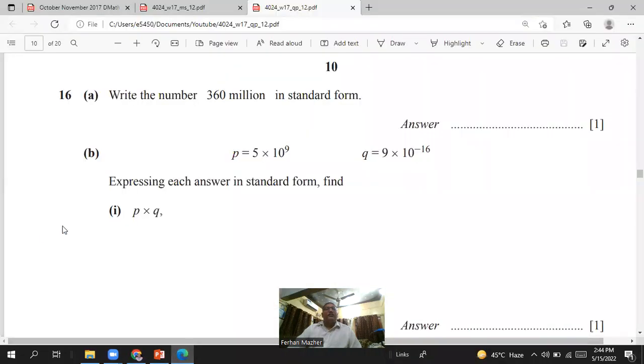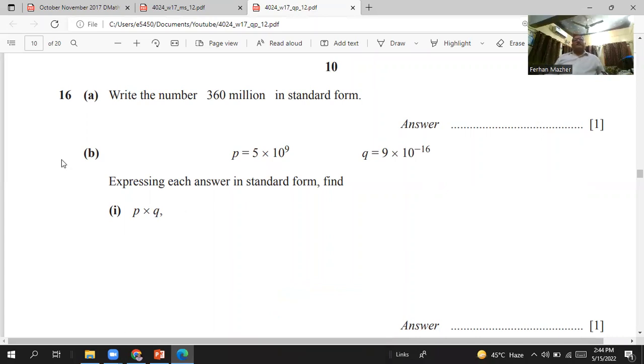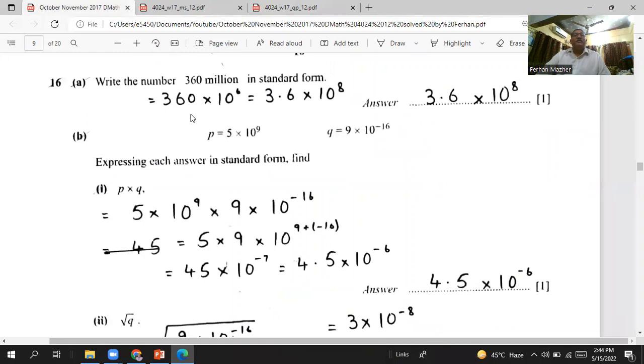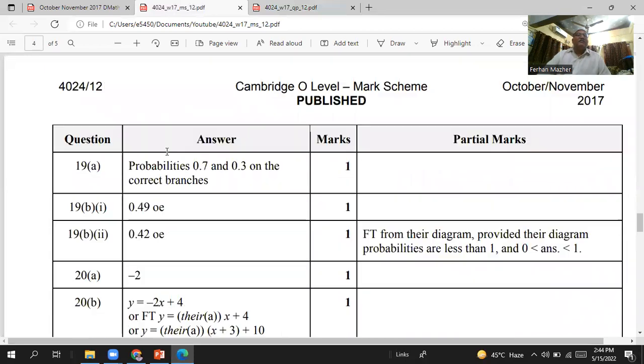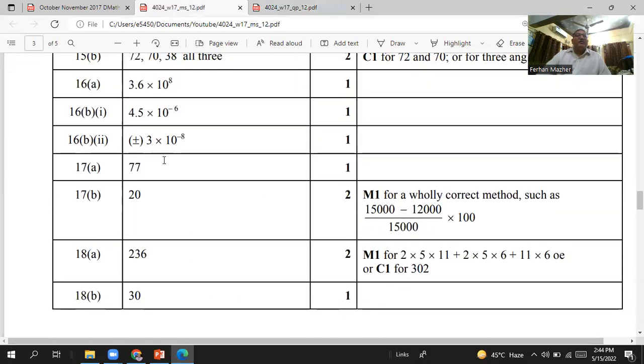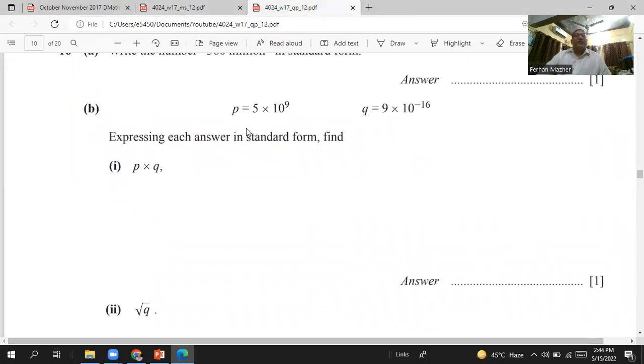So here we go. Question number 16 is showing up on your screen. It says, write the number 360 million in standard form. Million means 10 raised to power 6. So 360 times 10 raised to power 6, and 360 is not in standard form. So I will move the decimal 2 steps this way, and it will become 3.6 times 10 to the 8. 3.6 times 10 to the 8 will be the right answer. So let's go to the next question.